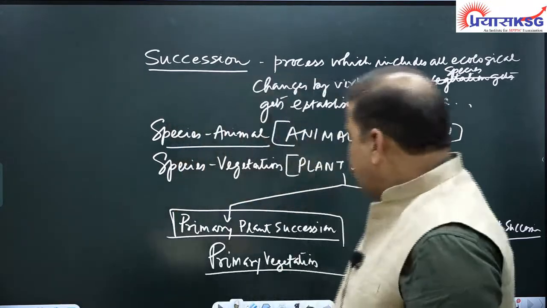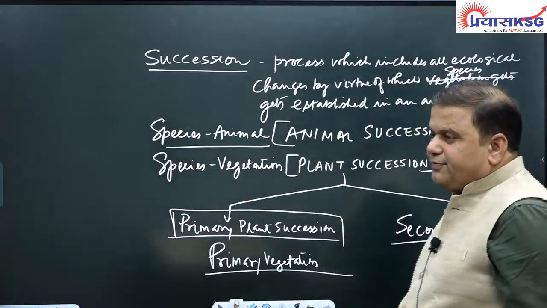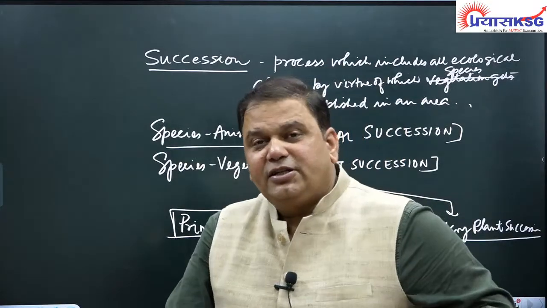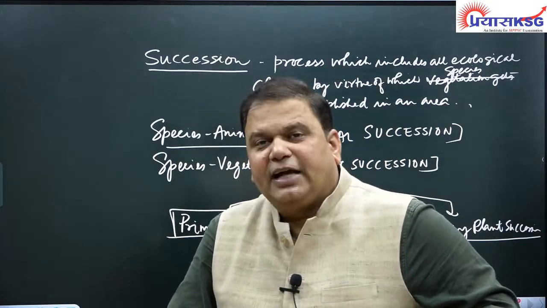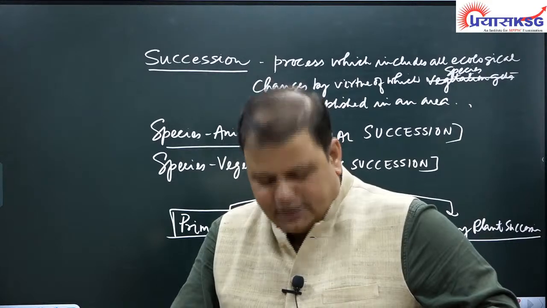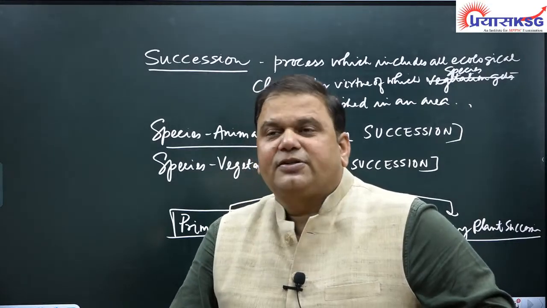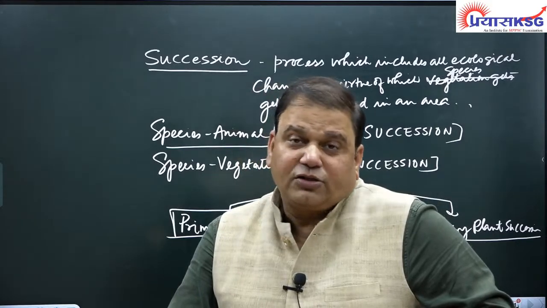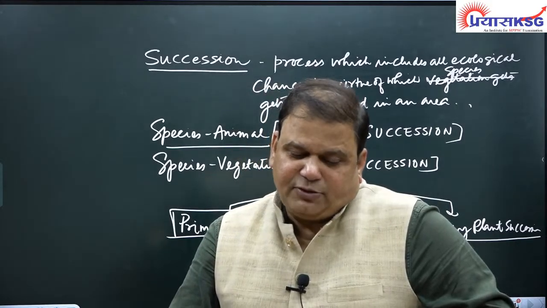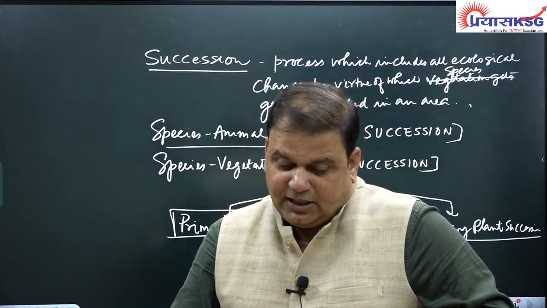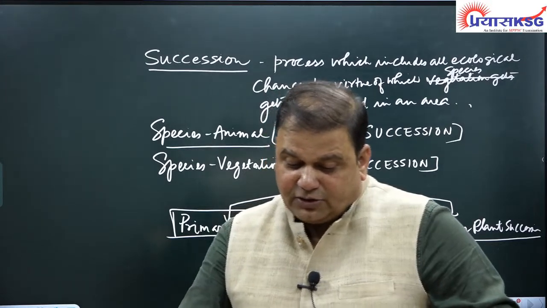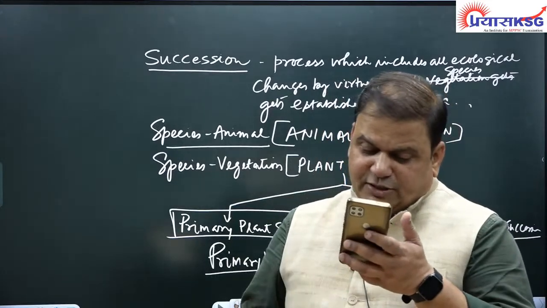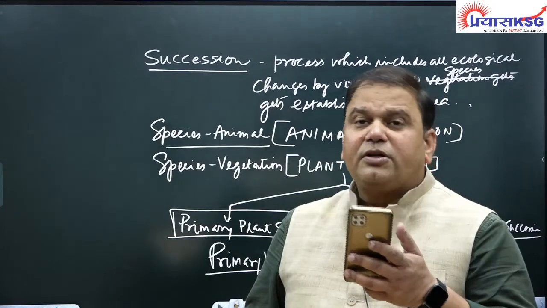Clear? Secondary plant succession means that establishment of vegetation takes place in an area where there is temporary loss of vegetation. Clear?